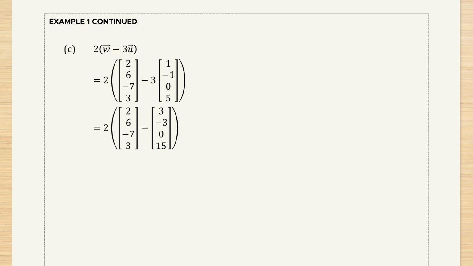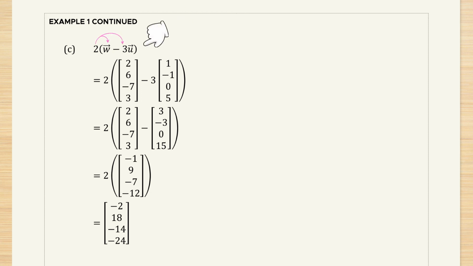Notice that we're only multiplying that 3 into the vector. We didn't multiply the negative into the vector as well, so that negative is still there. Then we subtract these 2 vectors. 2 minus 3, -1. 6 minus a -3 becomes 6 plus 3, 9. -7 minus 0, -7. 3 minus 15, -12. Then multiply this result by 2. 2 times -1 is -2. 2 times 9, 18. 2 times -7, -14. 2 times -12, -24.